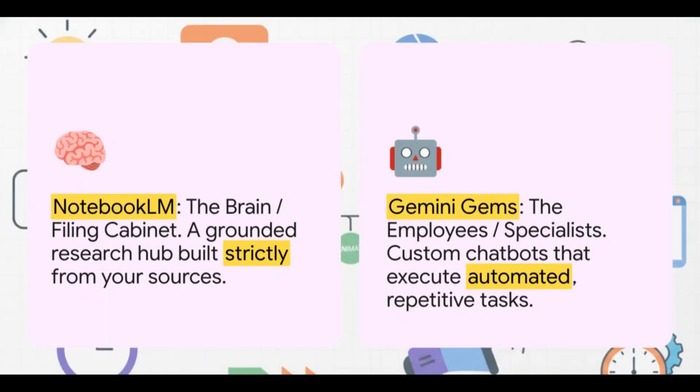Now, to make this idea really stick, you need a killer metaphor. So let's call it the assembly line. In this system, think of NotebookLM as the company brain. It's the perfectly organized filing cabinet that holds all your essential knowledge. And Gemini Gems? Well, they're the specialist employees you hire to get the job done.